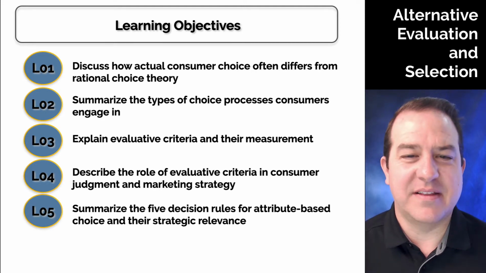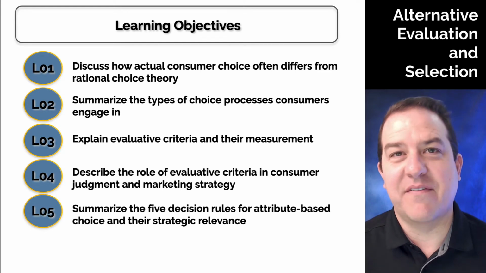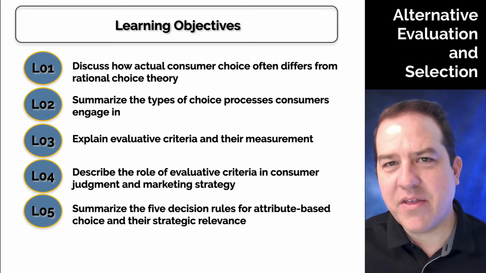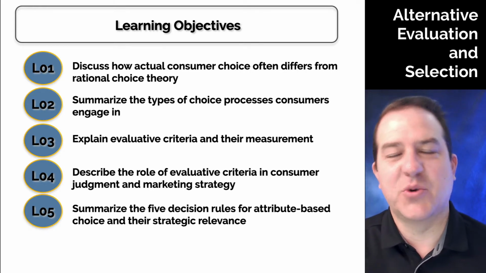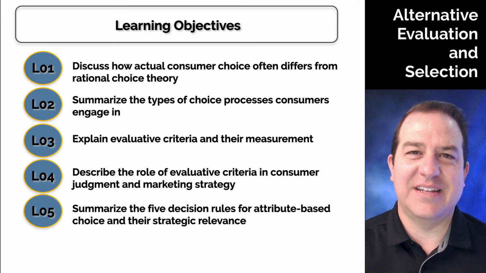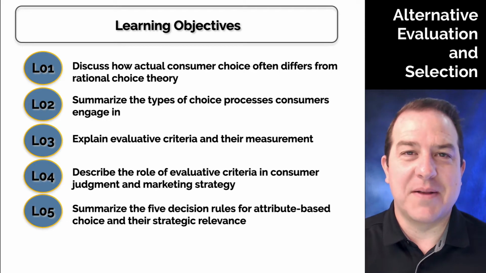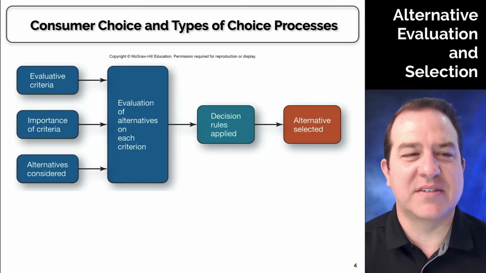Then we're going to talk about the different types of choice processes consumers engage in. Talk about evaluation criteria and their measurement, and then we're going to talk about how that works with us, and we'll go through the 5 decision rules for an attribute-based choice and their strategic relevance. Those are the things that we want to know how to use when we're marketing. So let's just jump right into it. Consumer choice and types of choice processes.